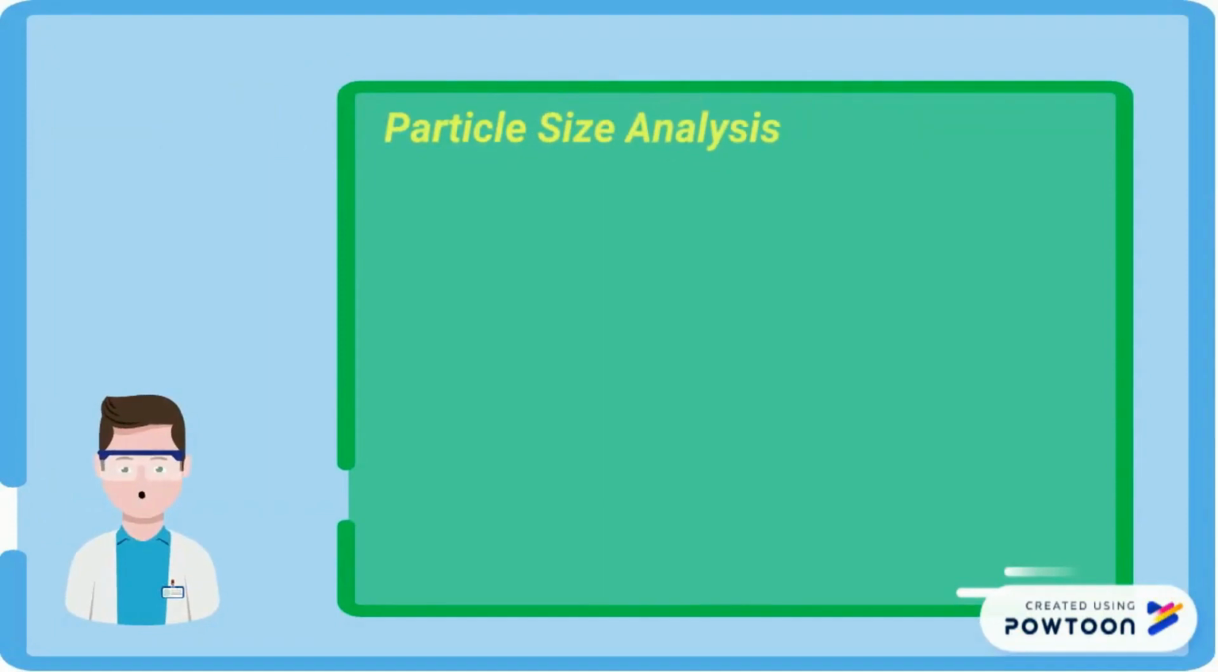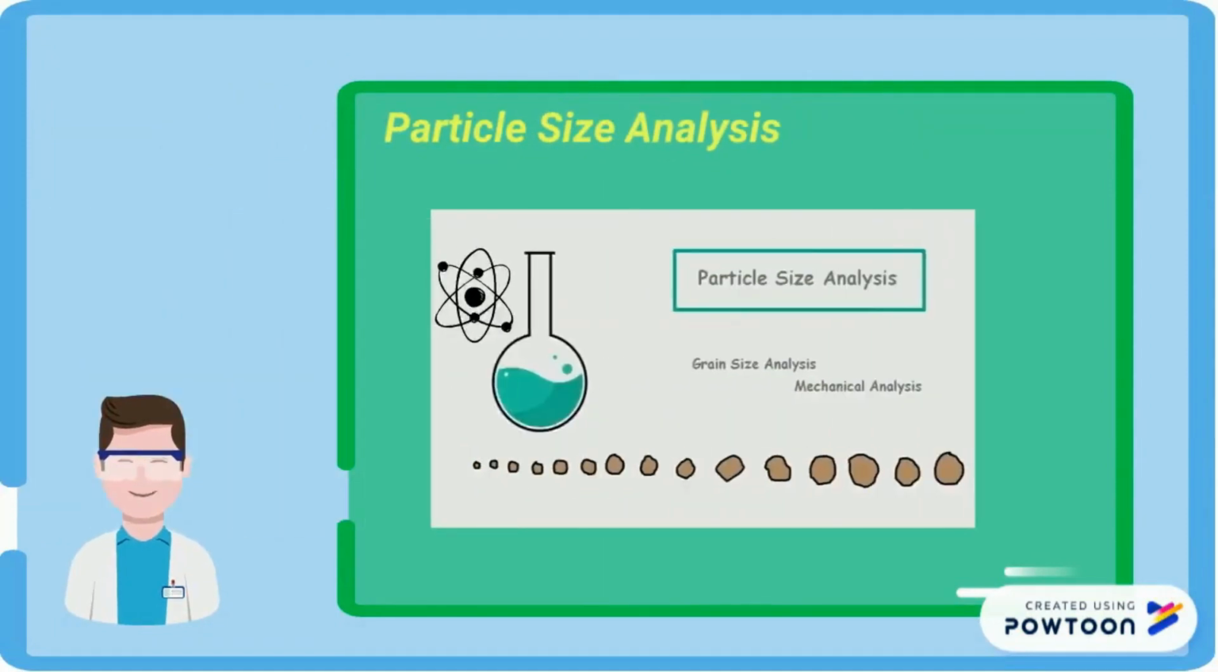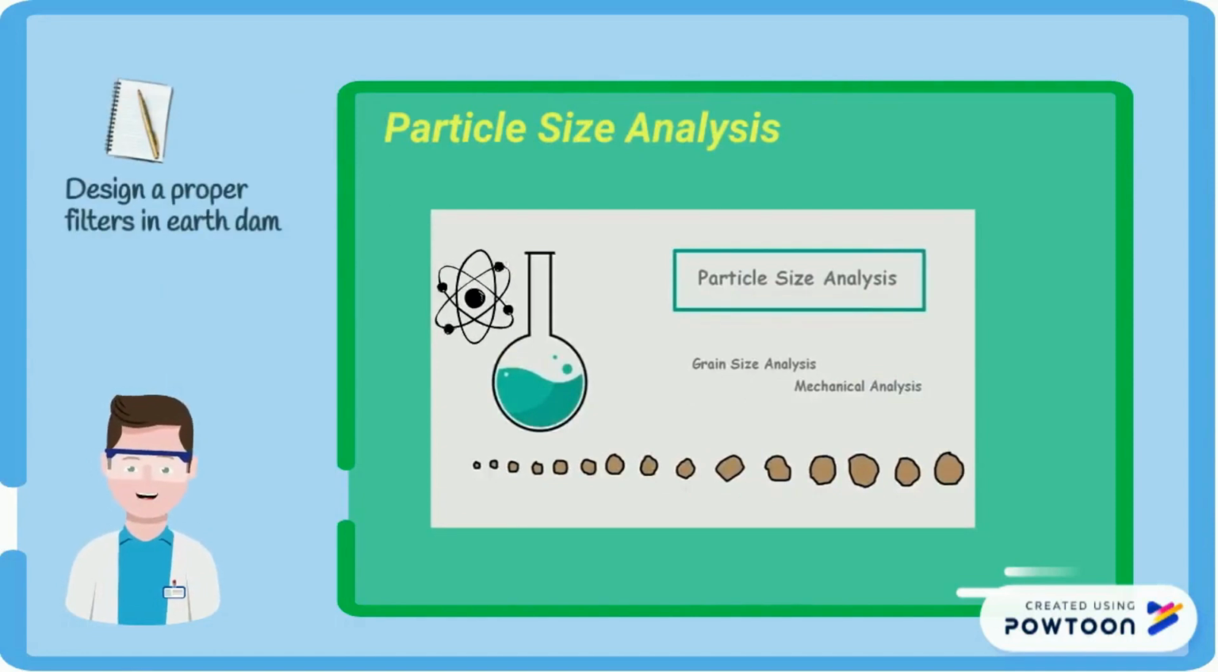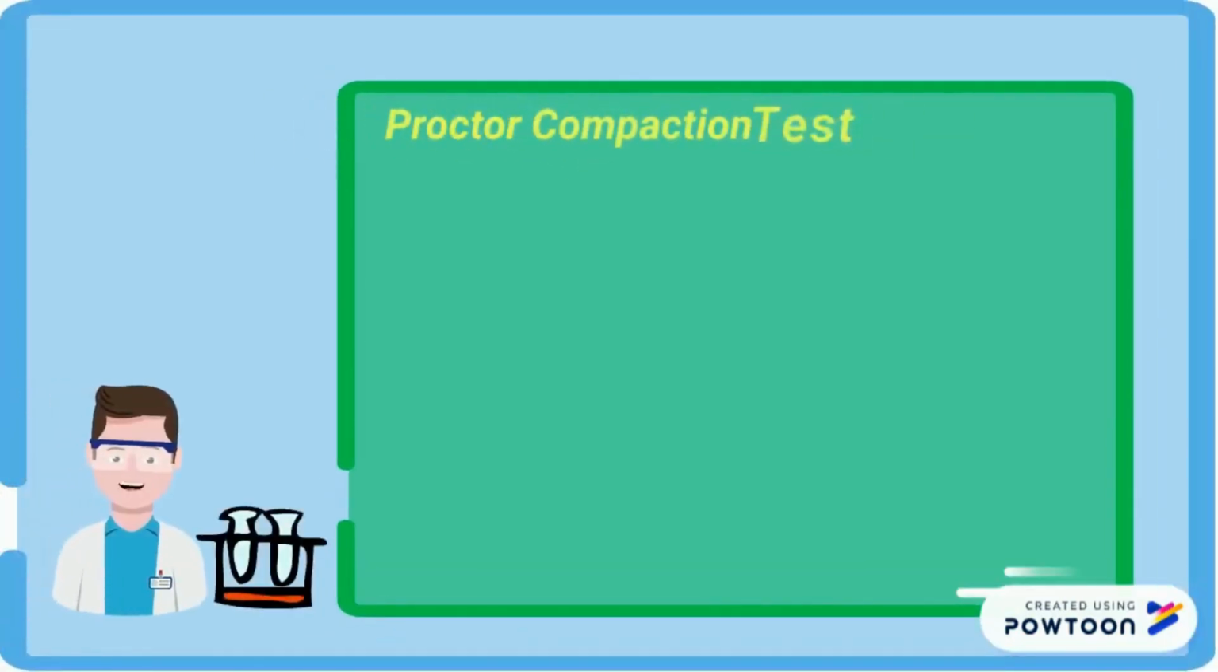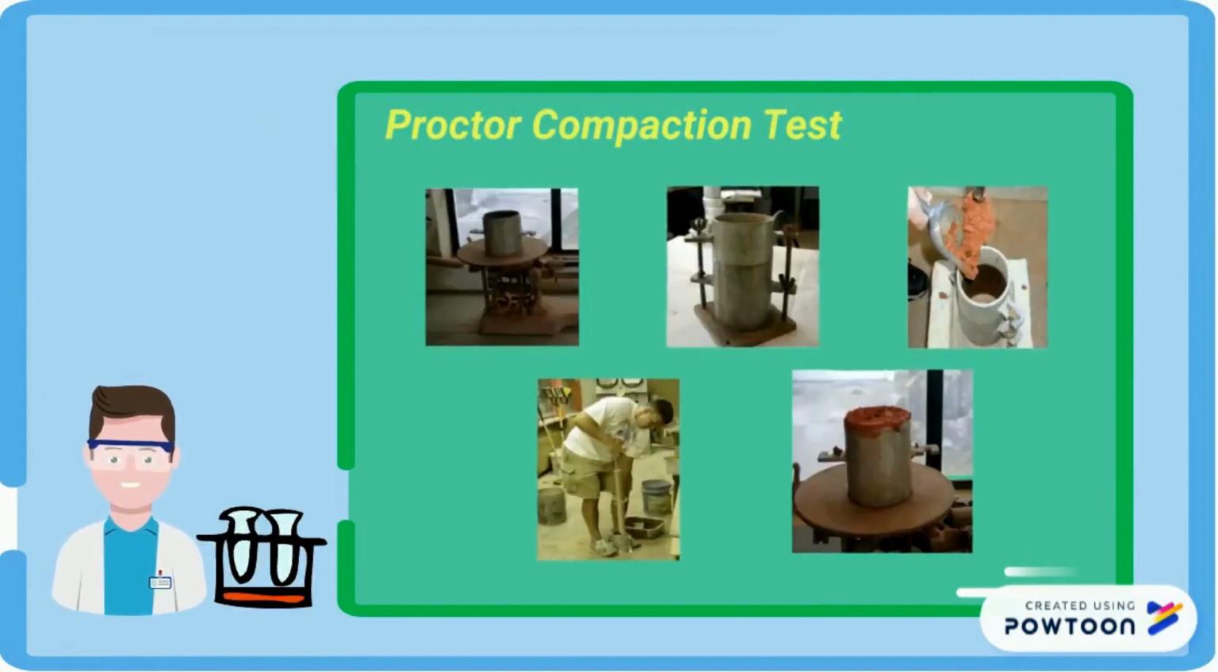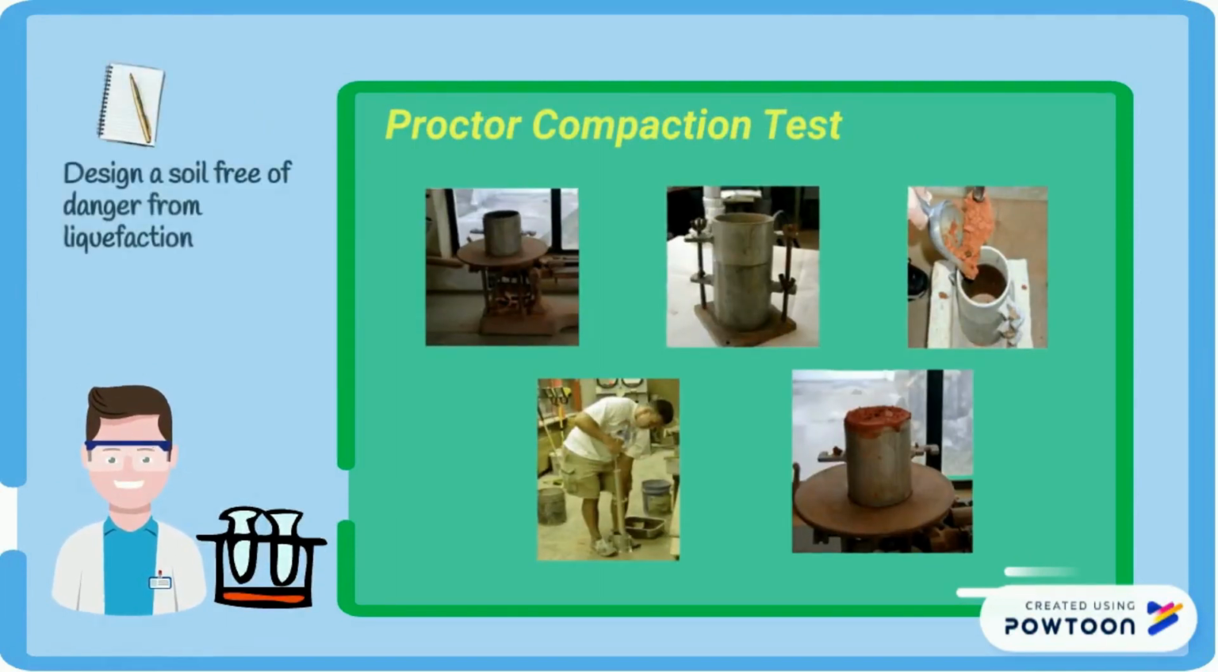For a proper design of filters in earth dams, particle size analysis has a great influence on permeability and compaction behavior of granular materials. To keep a granular soil free of danger from liquefaction, the proper compaction test can help the soil to achieve maximum dry density and optimum moisture content, so as to form a compact or dense soil to increase stability of earth dam.